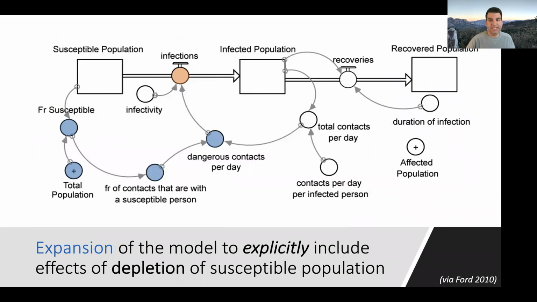So this is the expanded model that we're going to walk through here. The right-hand side is identical to what we just had. The left-hand side looks pretty close, except we've now added these blue links here, which provide a pathway on which the susceptible population is going to affect the number of contacts per day. And so let's drill down into that.